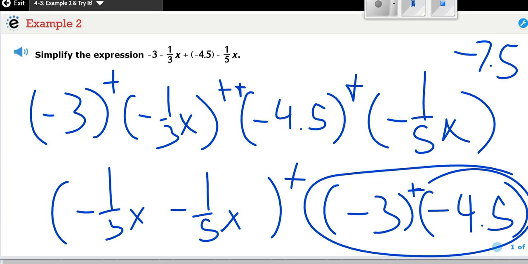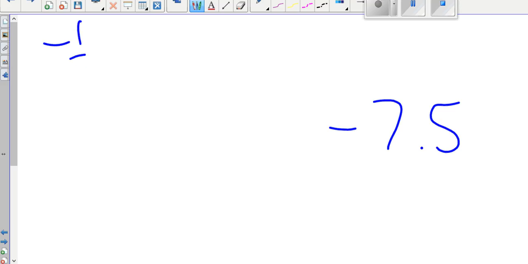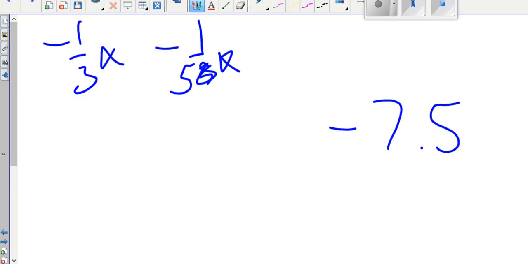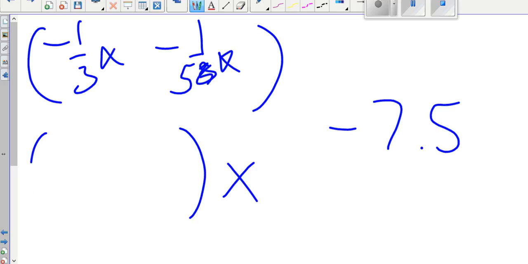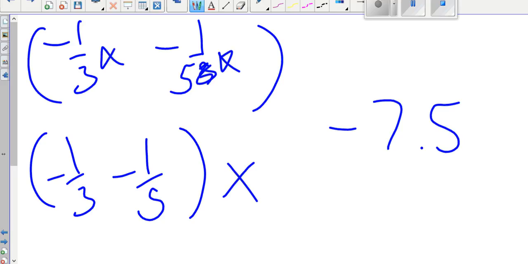So we got negative 1/3 x minus 1/5 x. I'll just write that up here, I'll show you what I'm doing. So we take the x on the outside, right? That's distributing it out, and that leaves negative 1/3 minus a 1/5, which when you're subtracting two numbers, that's like adding them together. So to add them together, we need a common denominator, right?